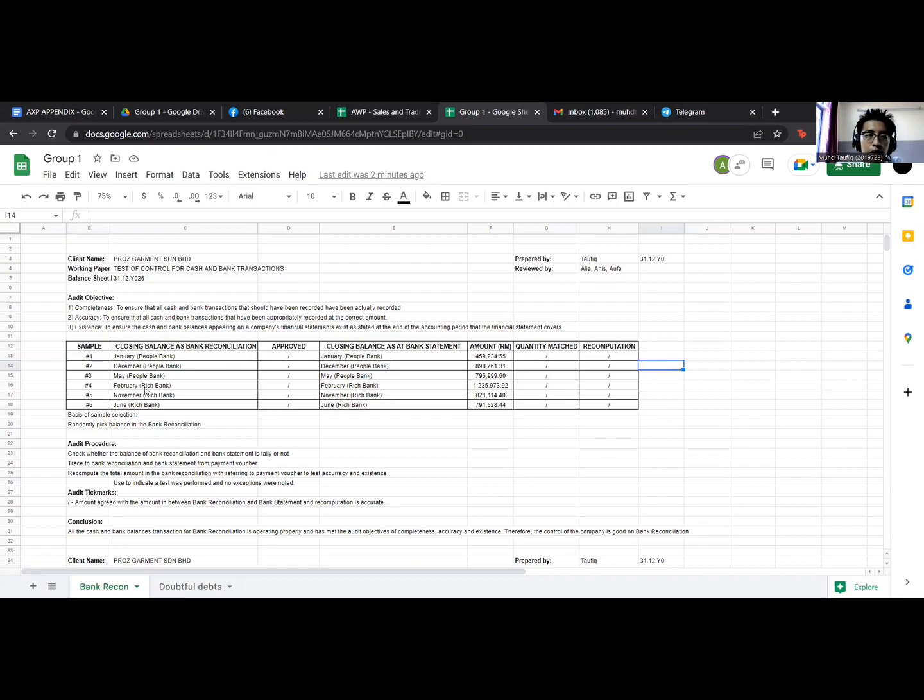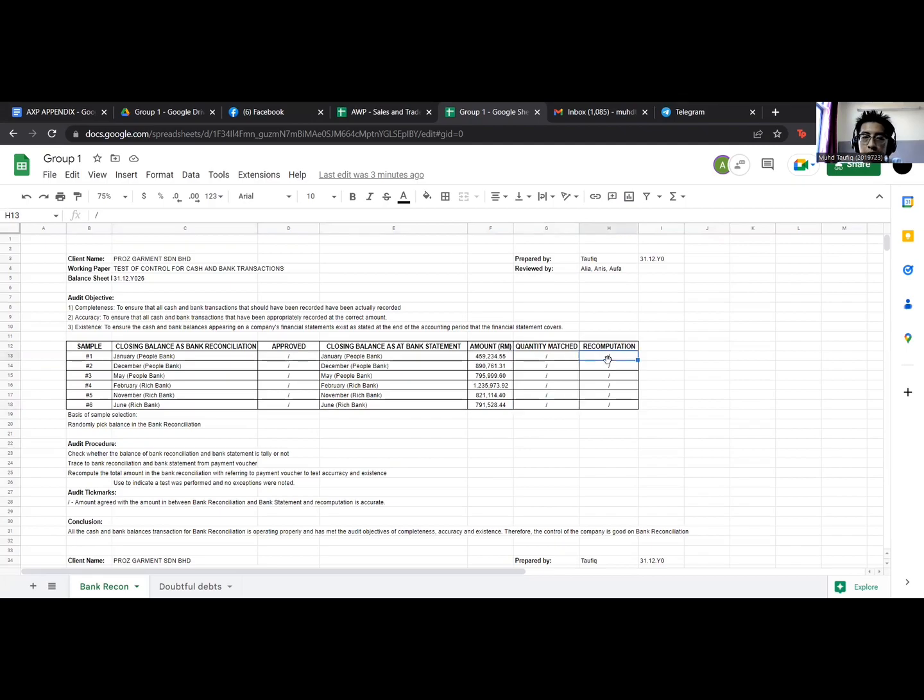Every sample consists of the closing balance of bank reconciliation, and the closing balance has been approved as at bank statement and the total amount. The audit procedures for all of the samples are, first, check whether the balance of the bank reconciliation statement tallies or not; secondly, trace to bank reconciliation and bank statement from payment voucher; thirdly, recompute the total amount in the bank reconciliation with reference to payment voucher to test accuracy and existence.